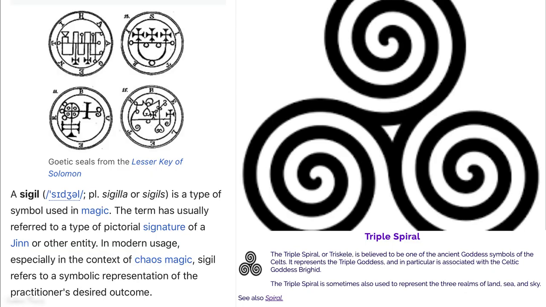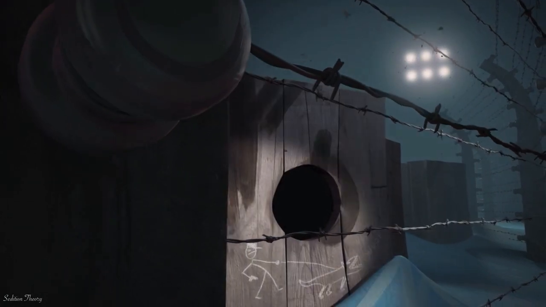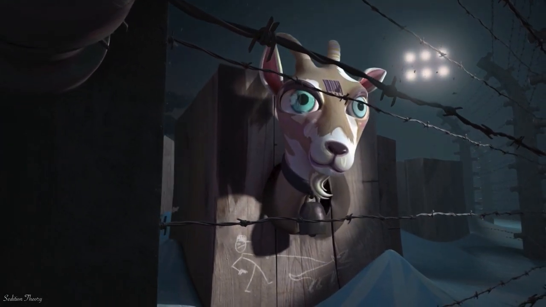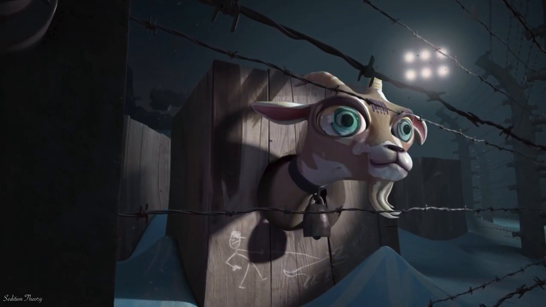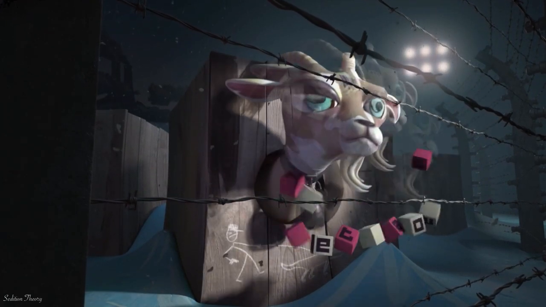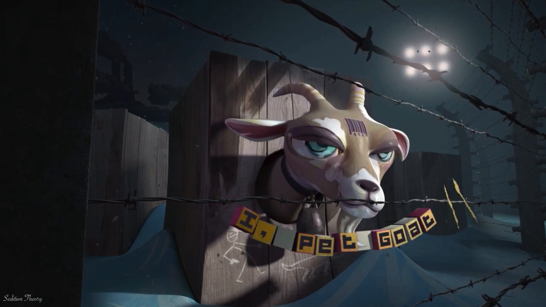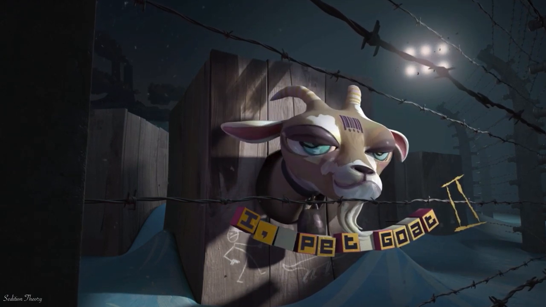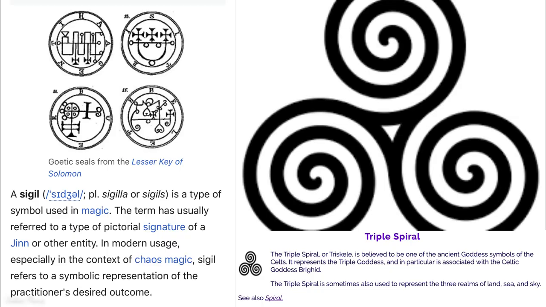So this triple spiral is a sigil. It is a sigil of the mother goddess. And so at the start, where we see the goat go into three triple spirals, that could also be taken as a symbol, because a sigil is a signature of a djinn, which is used to harness the power of that djinn. So the triple spiral at the start could be taken as them harnessing this power of the mother earth goddess.